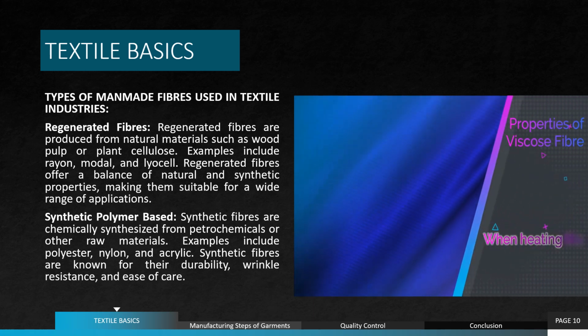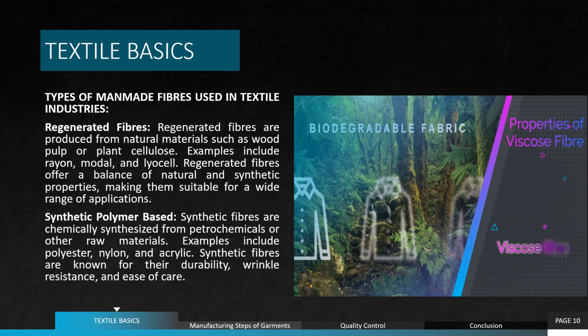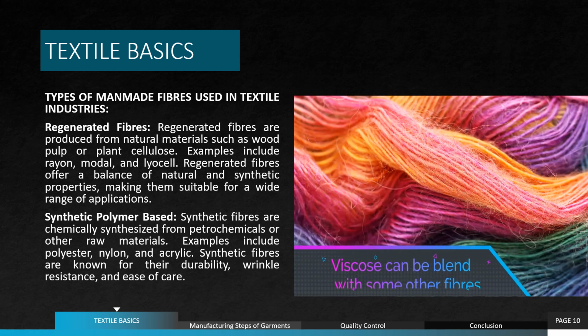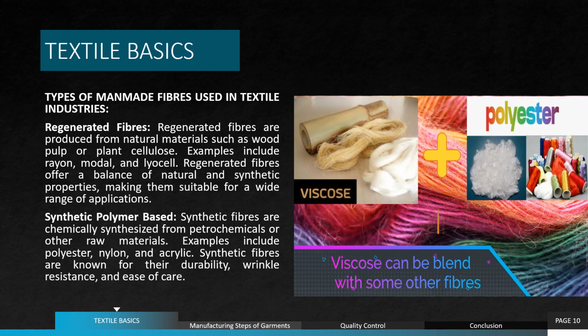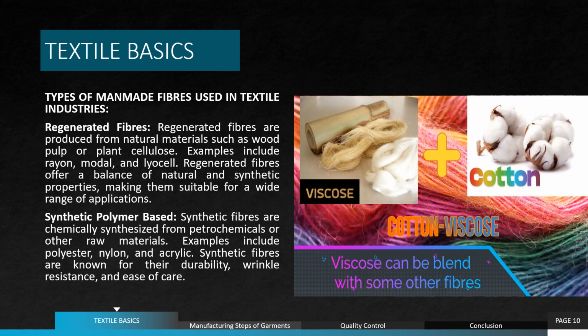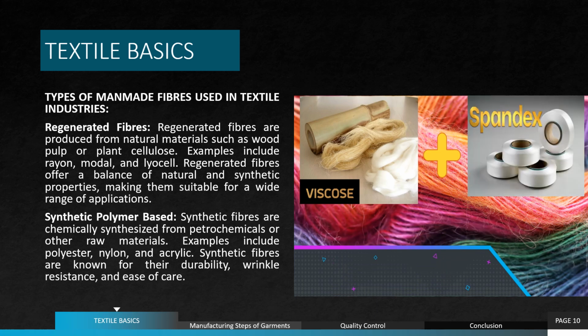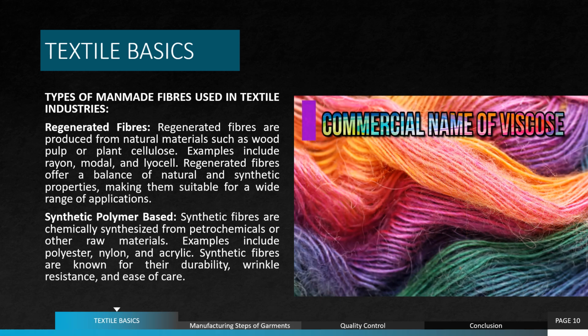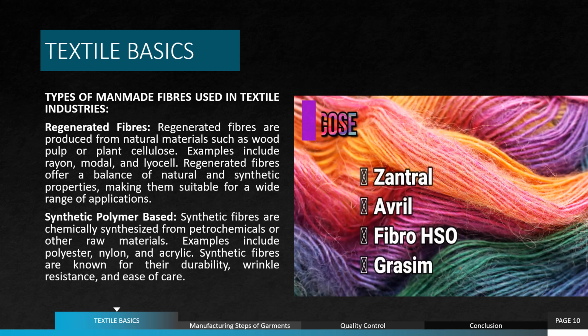When heating the viscose fiber, it does not shrink. Viscose fiber is biodegradable. Viscose can be blended with some other fibers. With polyester it gives polyviscose. With cotton it gives cotton viscose. Also viscose can be blended with spandex for good stretchability. Commercially, viscose fiber is known as Zandrel, Avril, Fibro HSO and Grezim.